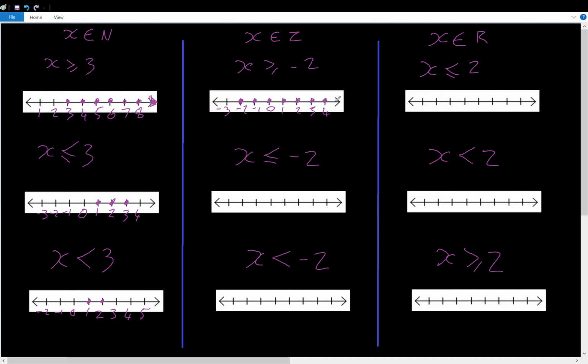And then at the very end, we're going to fill in an arrow just to indicate that the pattern continues on in the same manner.